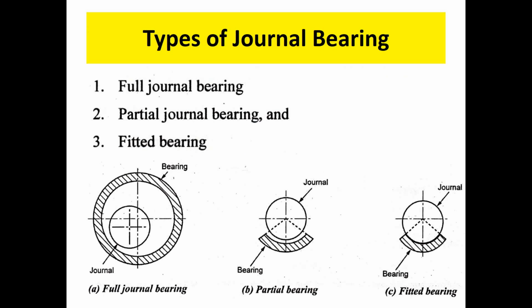And what are the types of journal bearing? There are three types here: full journal bearing, partial journal bearing, and fitted journal bearing. Various figures are given. Full journal bearing covers 360 degrees. Partial will not cover 360 degrees, and fitted means there is no clearance between the journal and bearing.